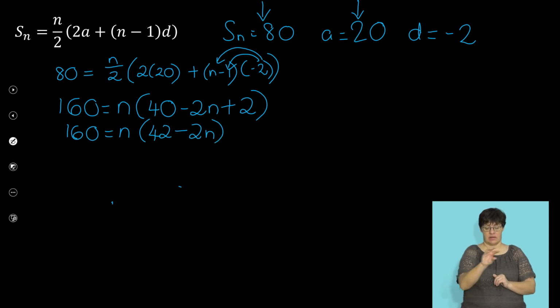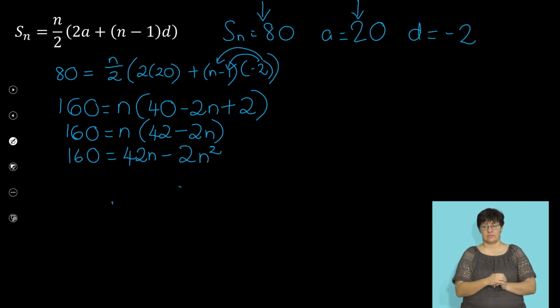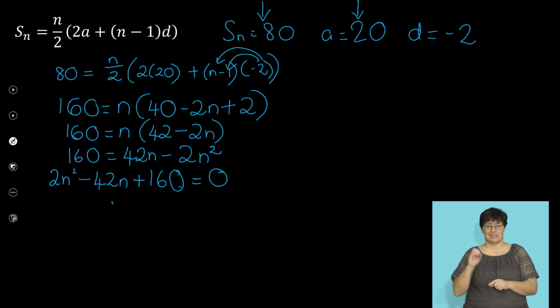I'm going to distribute my n in the next step. So I'm going to have 160 is equal to 42n minus 2n squared. Hopefully everyone can see at this point that it is creating a quadratic equation to solve for n. In order to solve for that, I'm going to move everything over to the left-hand side so I can handle my trinomial. So the next line will be 2n squared minus 42n plus 160 is equal to 0.